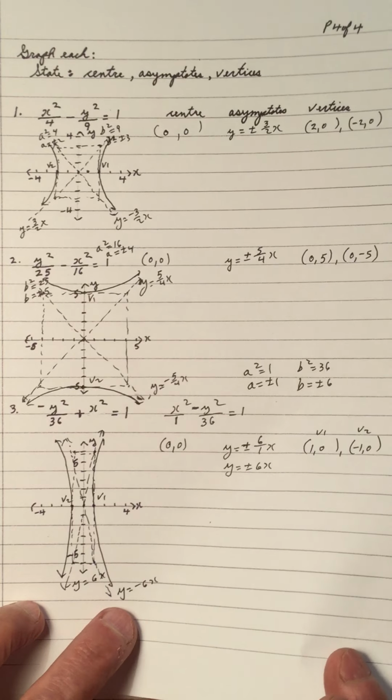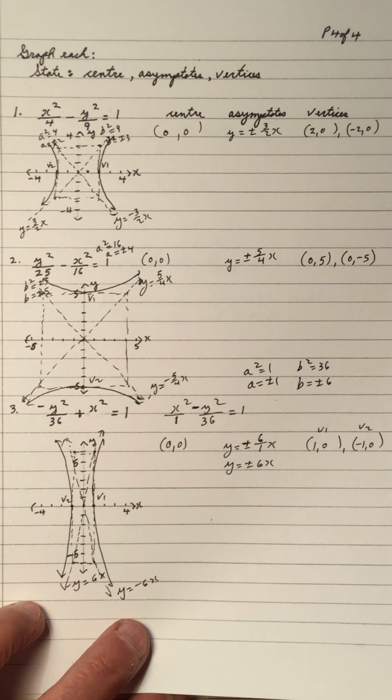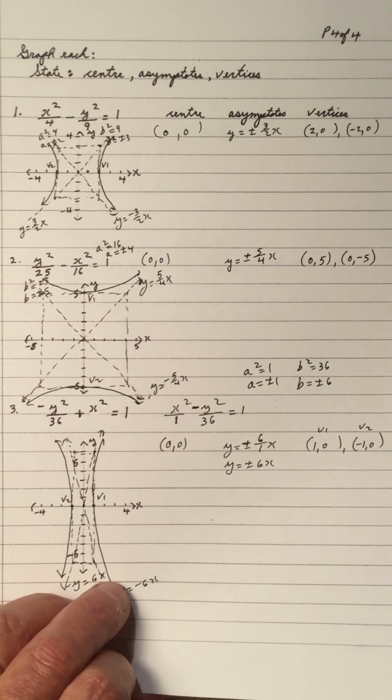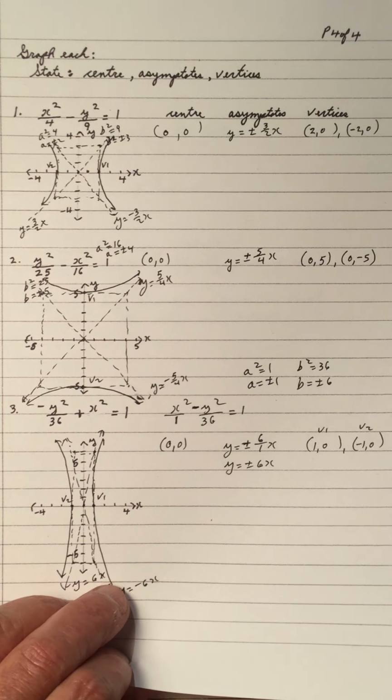So that's explaining the transverse axis and the vertices of a hyperbola, which will be used again when we have the center not 0, 0.